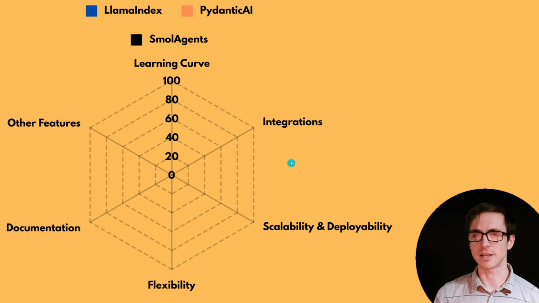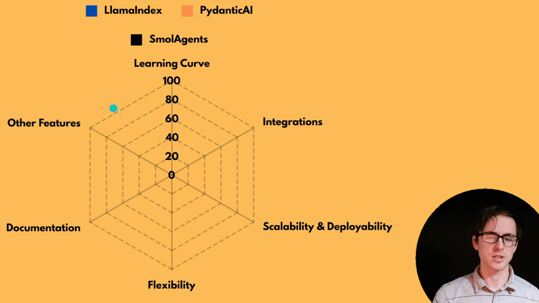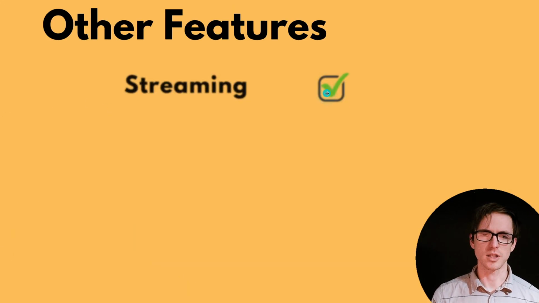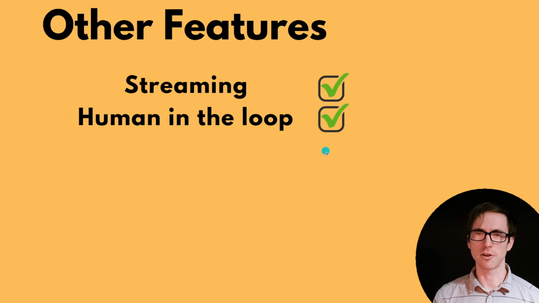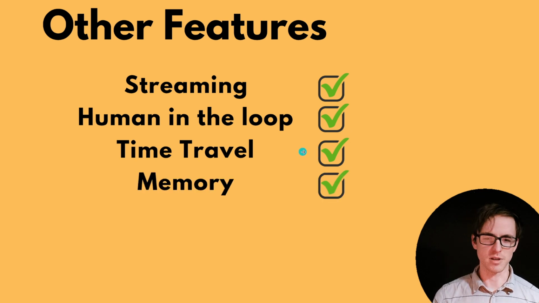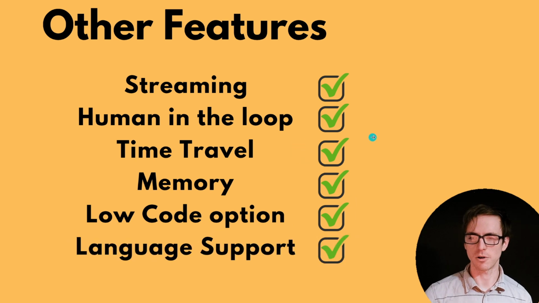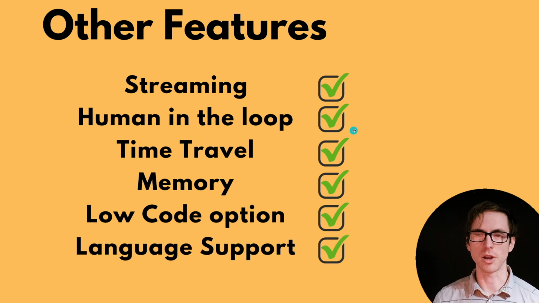I'm going to be using a radar chart and scoring them against 6 key metrics. How fast are they to learn? Other more soft features like documentation. The other features I'm going to be analysing are: do they support streaming, human-in-the-loop execution, time travel debugging, can you go back in time, change something and see what would have happened? Do they support memory, low-code development, and which languages do they support? So let's get stuck in first with SmolAgents.